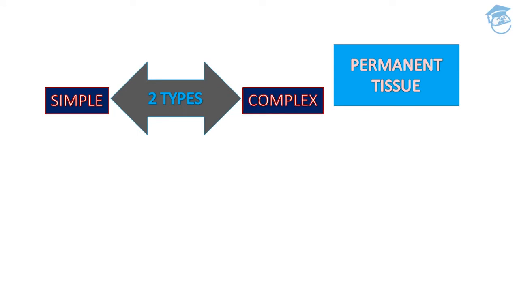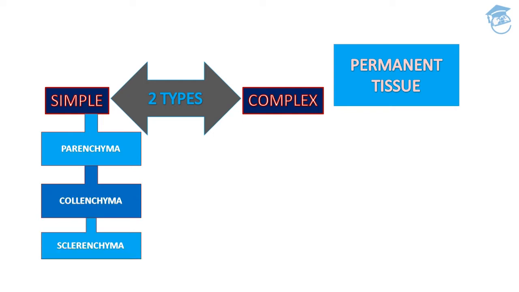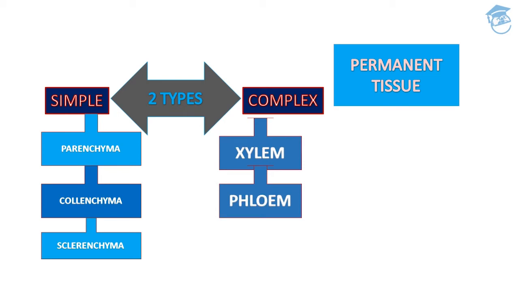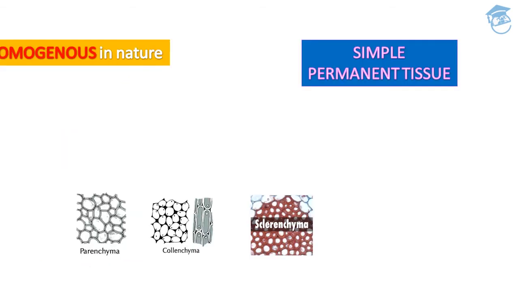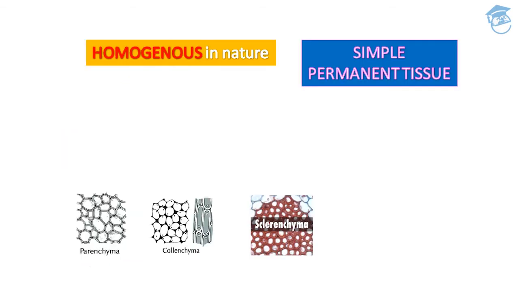And permanent tissues are of two types. First is simple and second is complex. Simple permanent tissues are parenchyma, collenchyma and sclerenchyma, and complex tissues are xylem and phloem. In my next section of the presentation, I'll be teaching you about the complex permanent tissue, that is xylem and phloem. But in this section of the video, we will discuss the simple permanent tissue, which are parenchyma, collenchyma and sclerenchyma.